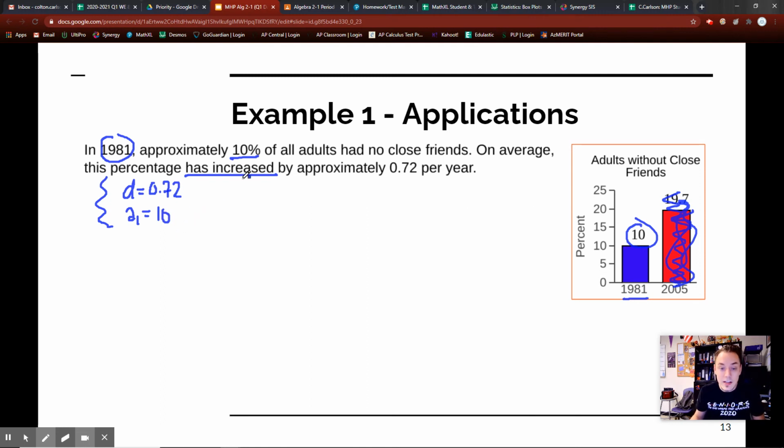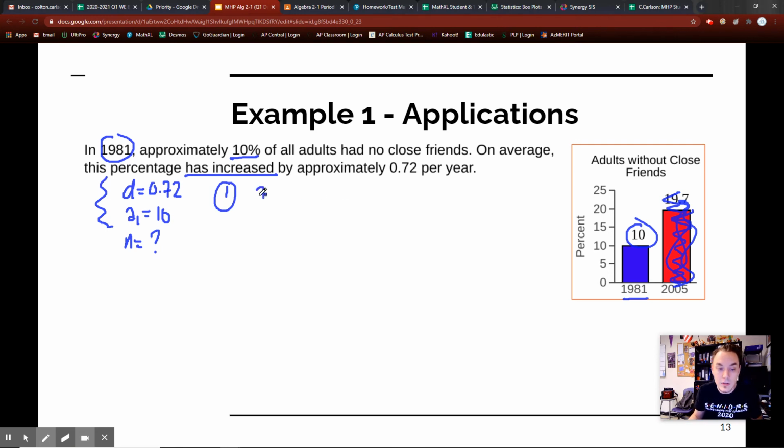Now, they don't ask us what general term they want us to find. So in other words, they don't say, given this year, what is the percent? So do I have an n? I don't have an n, okay? They don't ask us in any given year, what is the percent of adults who have no close friends. So really what they ask us in the first step is, what is the general formula? Like, what does this formula look like?